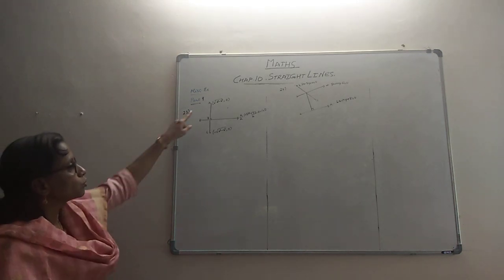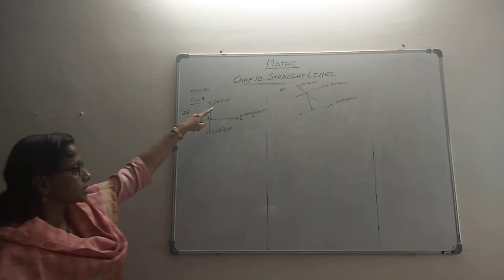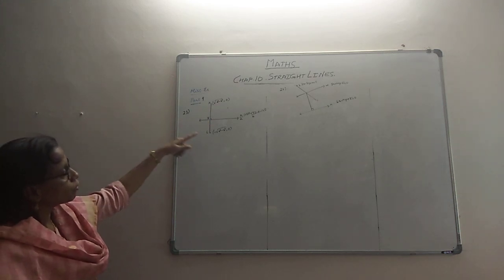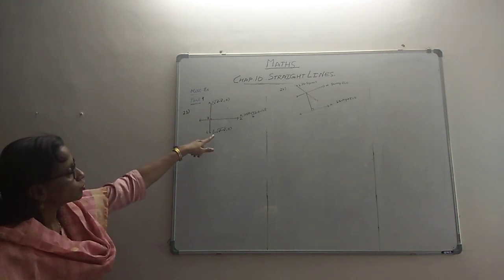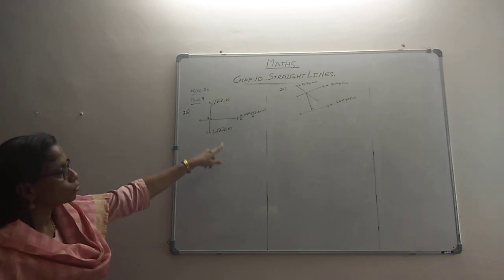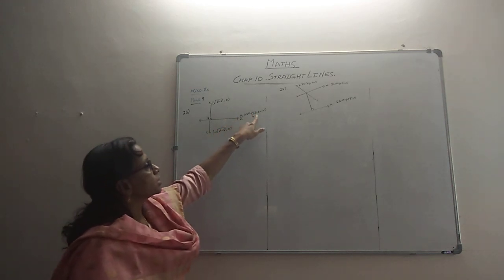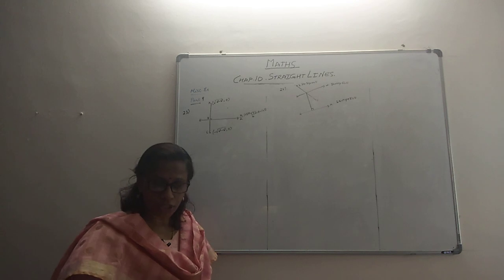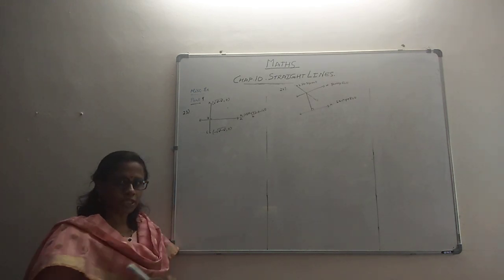first from the point (root of a squared minus b squared, 0) and another perpendicular from the point (minus root of a squared minus b squared, 0) to the line x by a cos theta plus y by b sin theta minus 1 equal to 0. You have to find out what is the product of these perpendiculars.